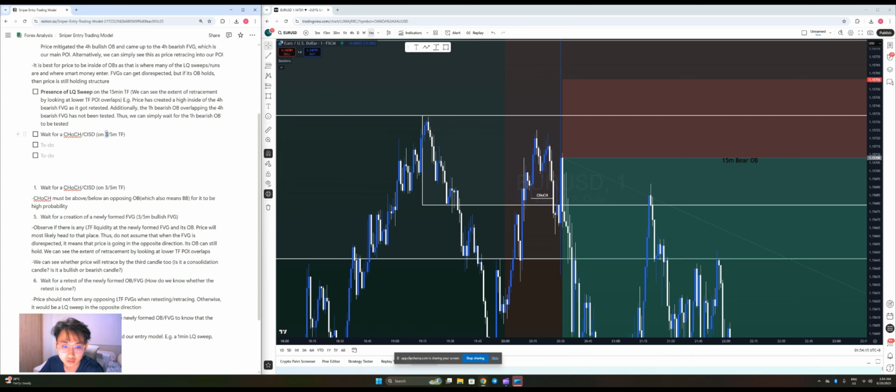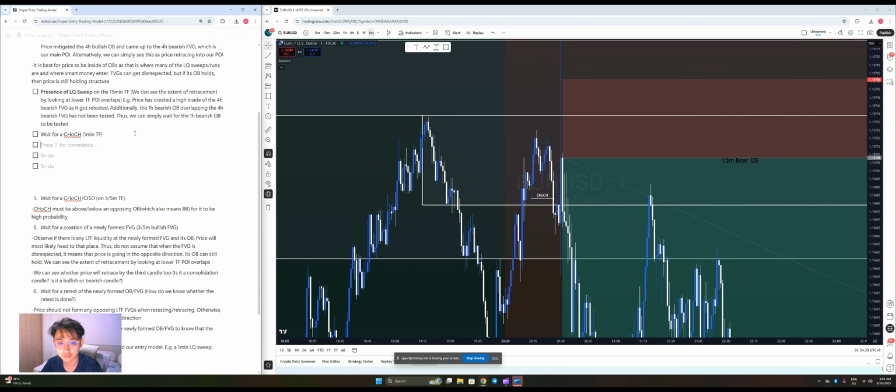CSD on D, okay. Mini change of character, okay. 1 minute time frame. Okay, change of character must be above or below the opposite order block, which also means a breaker block of any high probability, yes. Because it became a breaker block, right? After it got body closed.